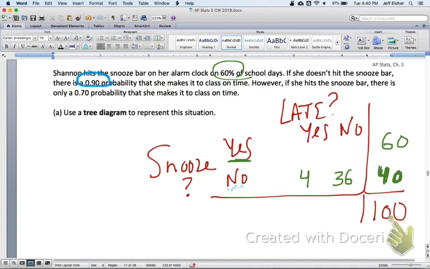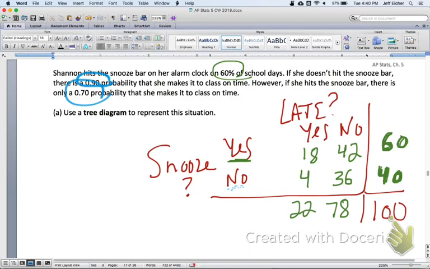And then this probability that we have 70%, that would be 70% of the 60 days. 70% of 60 is 42. And then 60 minus 42 is 18. We can add down here, and add down here. And then we have our two-way table.